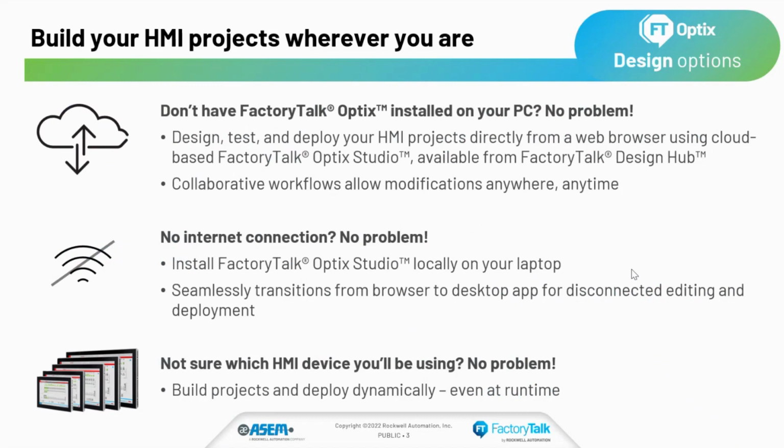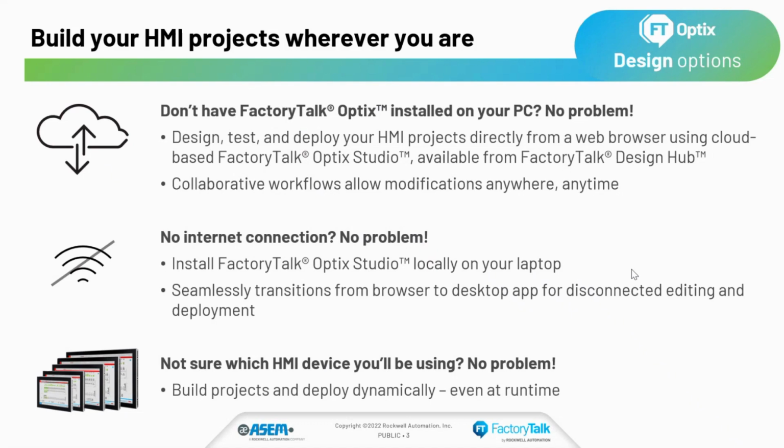So onto the features of FactoryTalk Optix. One of them is you could build your HMI projects wherever, whenever you are. You don't have FactoryTalk Optix installed or downloaded to your PC, there's no problem. FactoryTalk Optix lives in the FactoryTalk Hub cloud portal. So you can open the cloud-hosted version of FactoryTalk Optix Studio directly from FactoryTalk Hub, and you could build your applications there, or you could continue building your applications there.